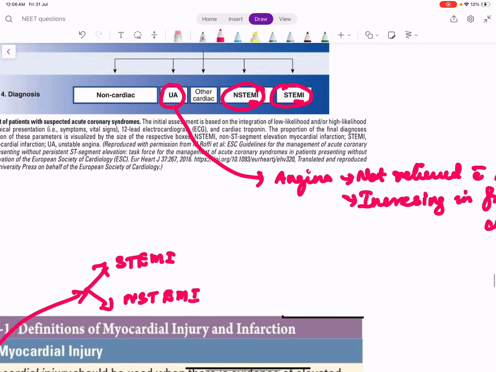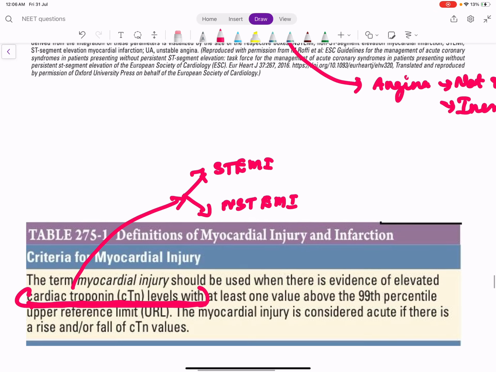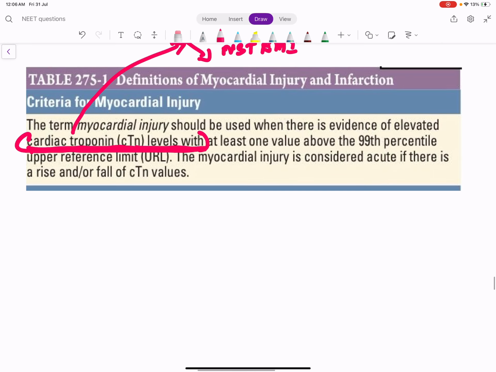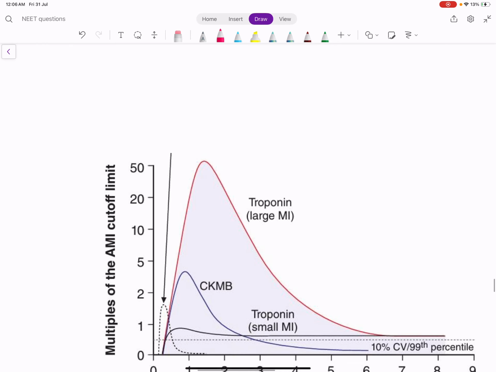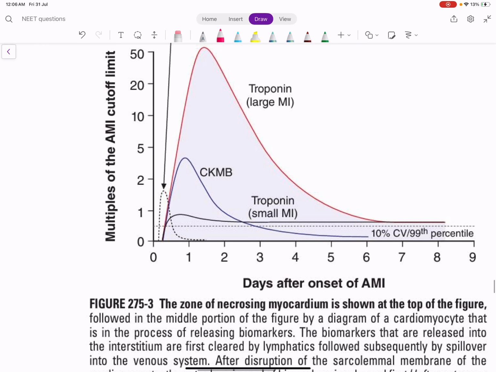An unstable angina with rise in cardiac enzyme is called MI. With ST elevation, we call it STEMI. With no ST elevation, we call it N-STEMI.